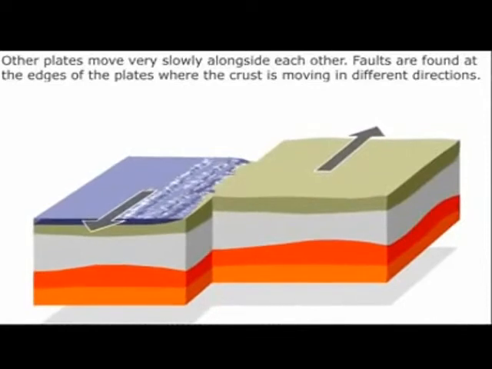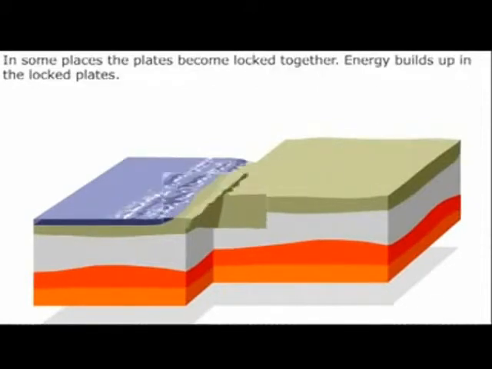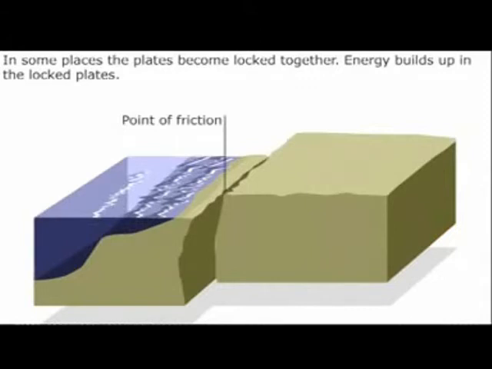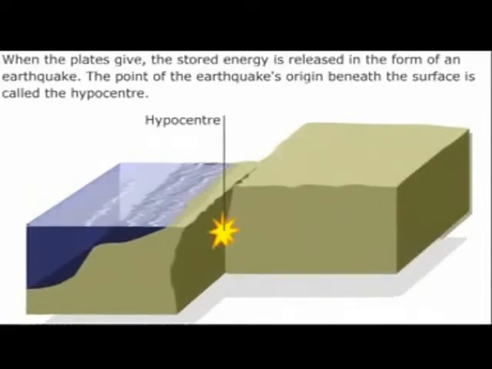Other plates move very slowly alongside each other. Faults are found at the edges of these plates where the crust is moving in different directions. In some places, plates become locked together. Energy builds up in these locked places. The point of friction is known as the hypocenter. When the plates give, the stored energy is released in the form of an earthquake.